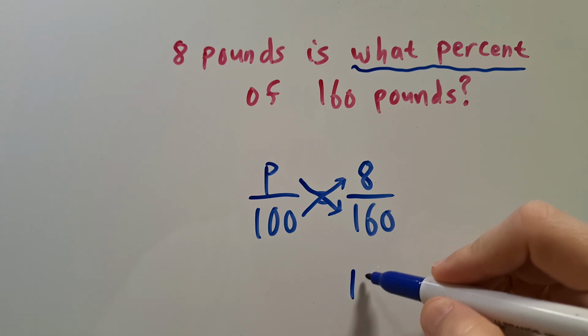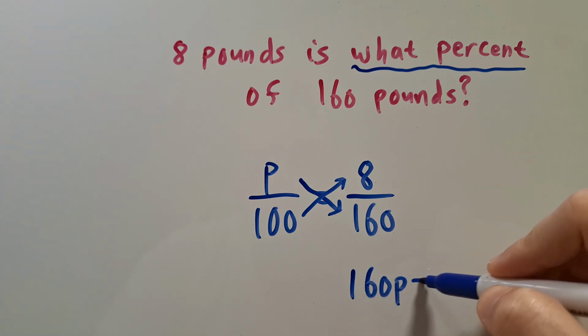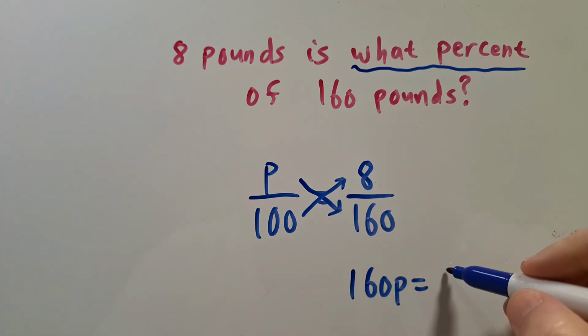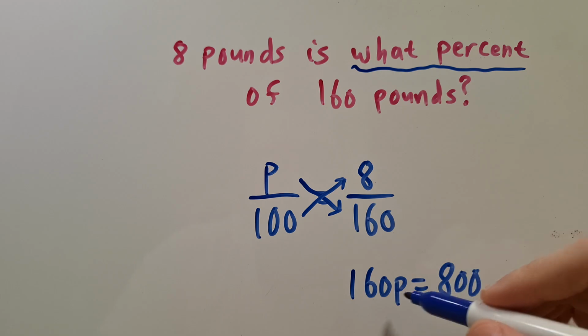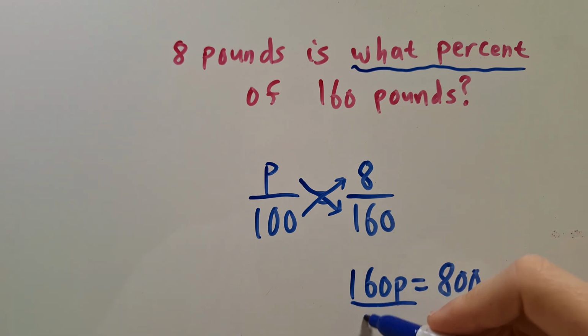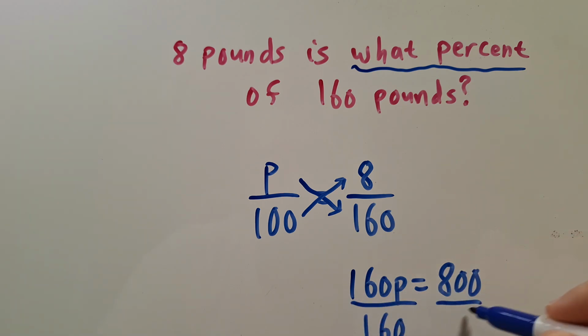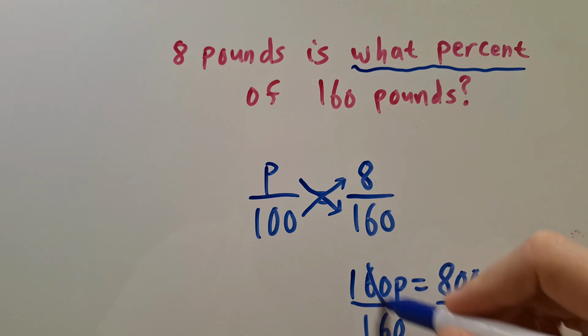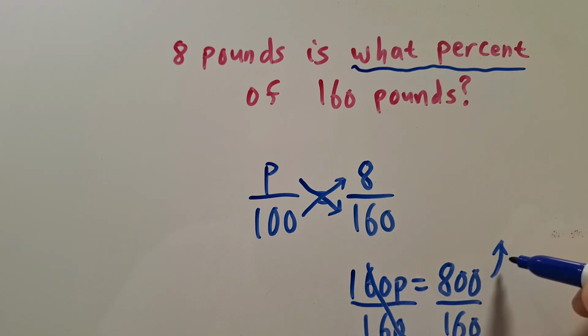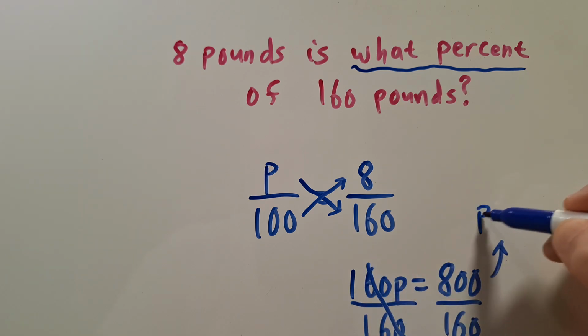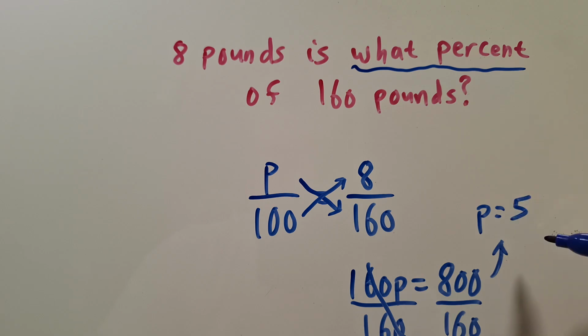160 times P equals 100 times 8, and then we divide. This does give us a nice number in the end. We will get P is equal to 5. And remember, because we have a percent, I'll go ahead and tack on that percent for the sake of this problem.